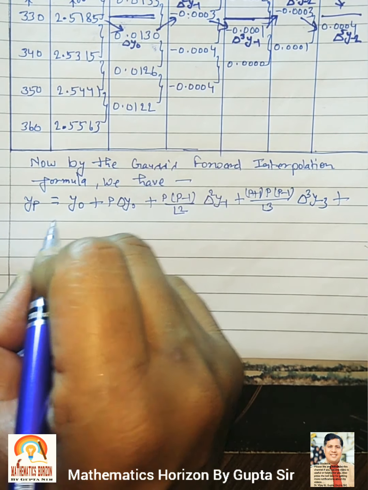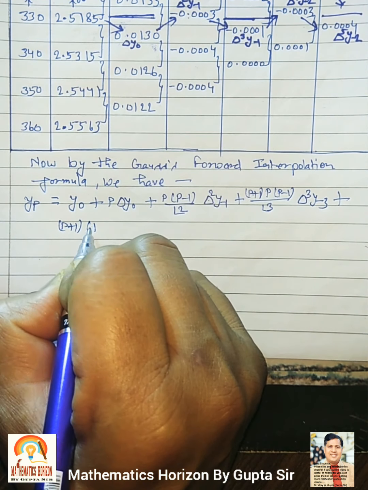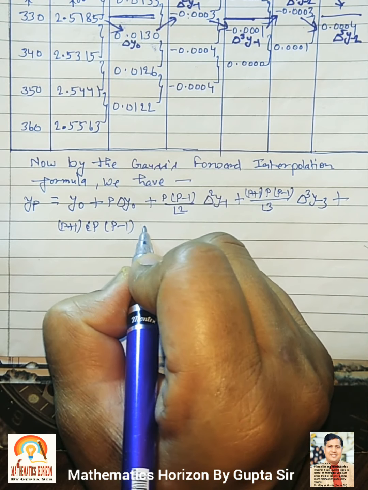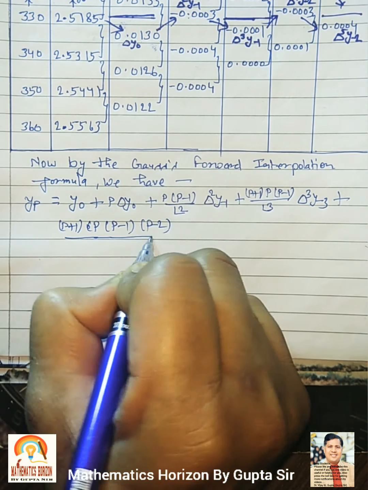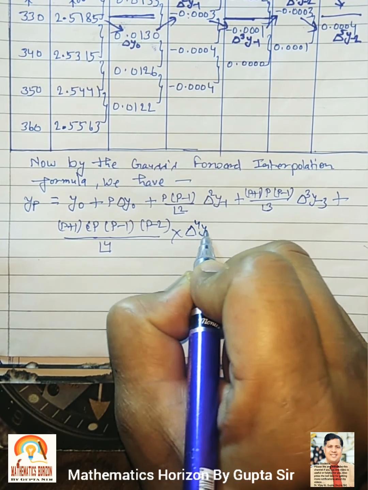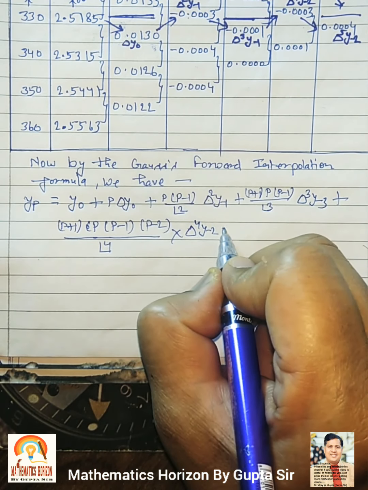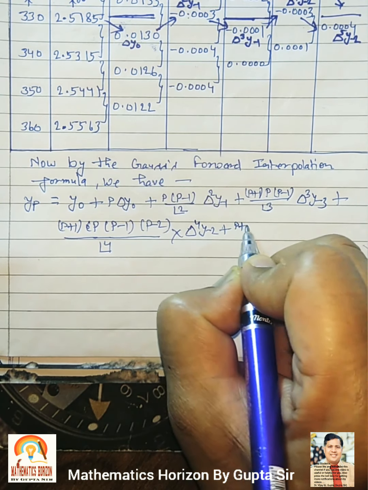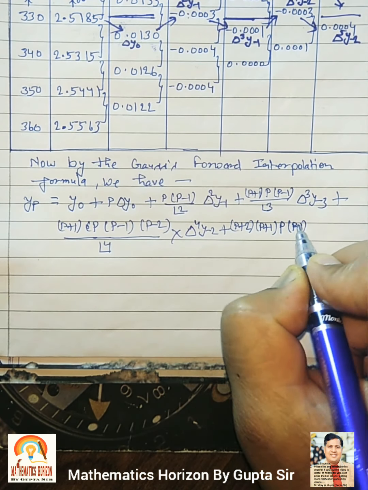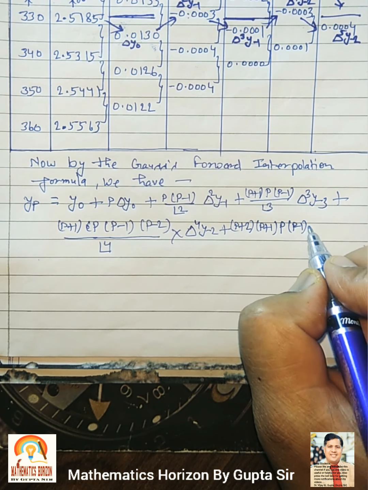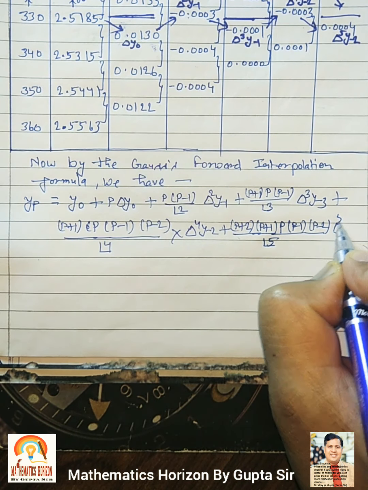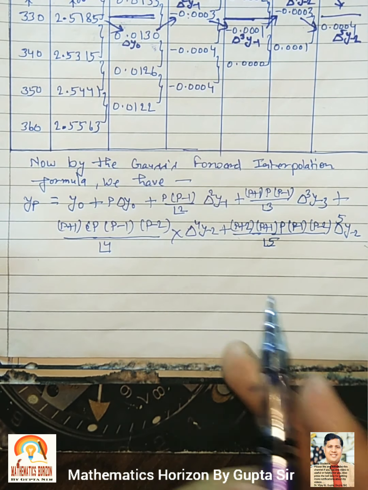Plus p plus 1 C4, that is p plus 1, p, p minus 1 and p minus 2 upon factorial 4 del 4 y minus 2, this term, and we will have one more term, p plus 2 C5, that is p plus 2, p plus 1, p, p minus 1, p minus 2 upon factorial 5, del 5 y minus 2. Here we get only these terms.